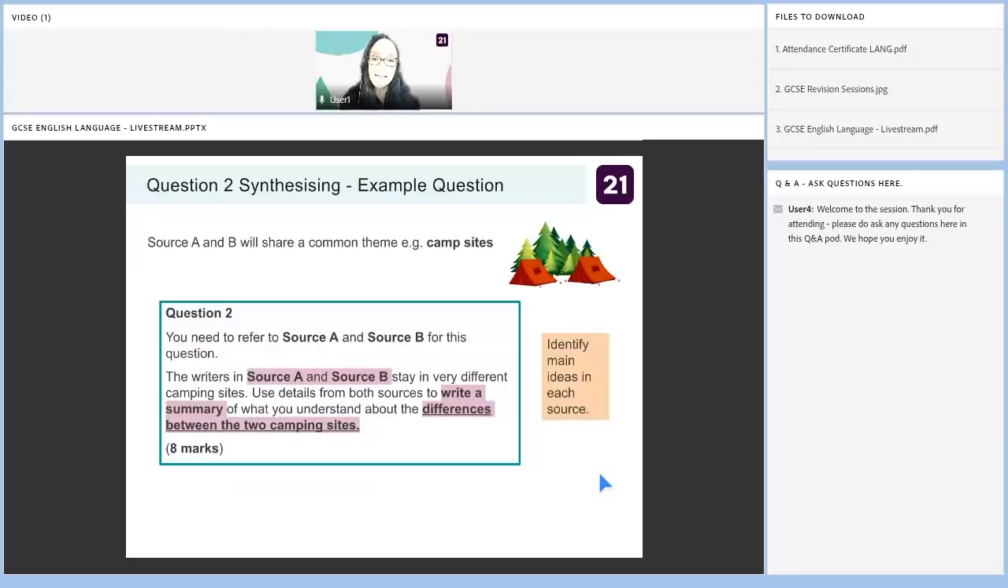Now let's take a look at an example question. This question is from the June 2022 paper. And remember, source A and source B are going to be linked by a theme. And this theme is campsites. So the question says that you need to write a summary of what you understand about the differences between the two camping sites. Always read your question carefully, and as you can see here, we've got some of the keywords and phrases highlighted and underlined, and it's worth 8 marks. Remember, you need to just be able to infer to gain a level 2 or more.